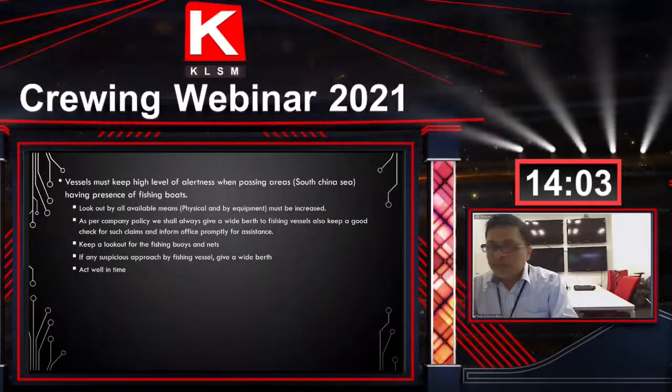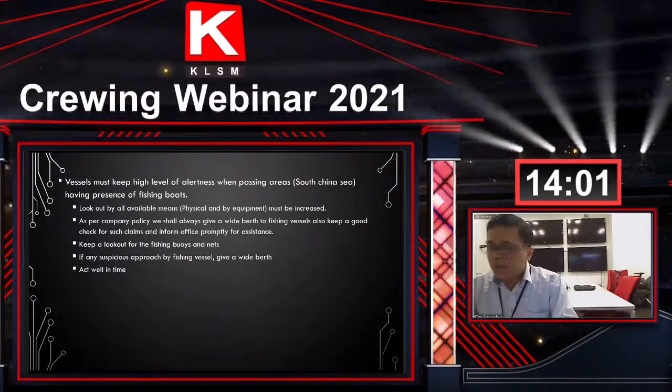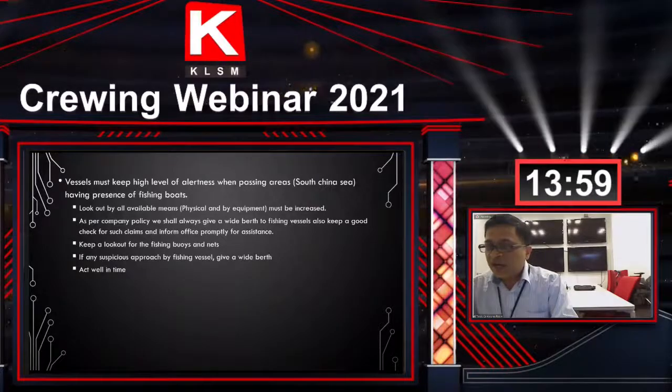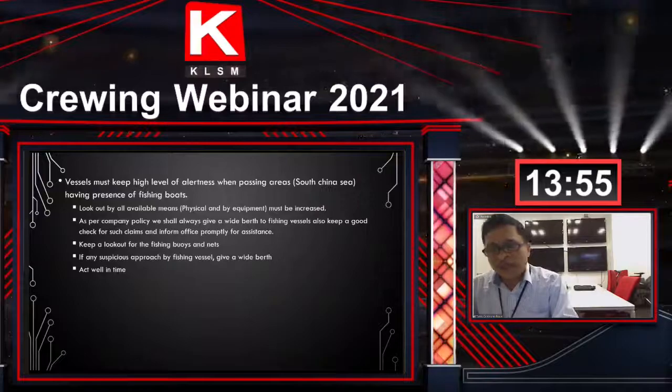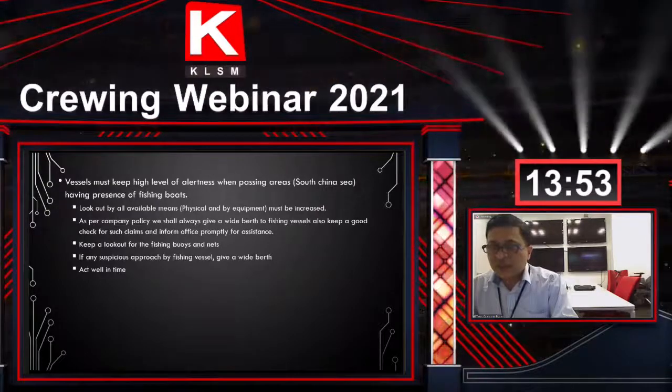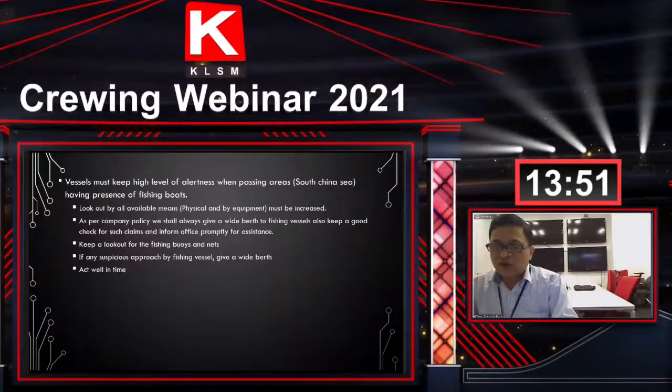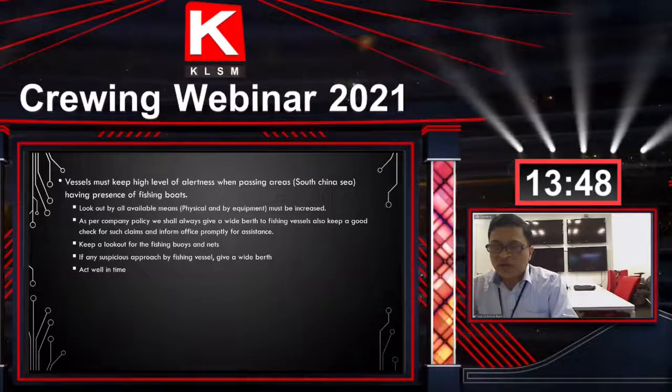Sometimes this area also generates a lot of false claims. Maybe the fishing vessel had sunk before, and they're trying to get insurance claim or some sort of claim. They can make false claims such as this. So it is very important that you contact office immediately with all the evidence you have.